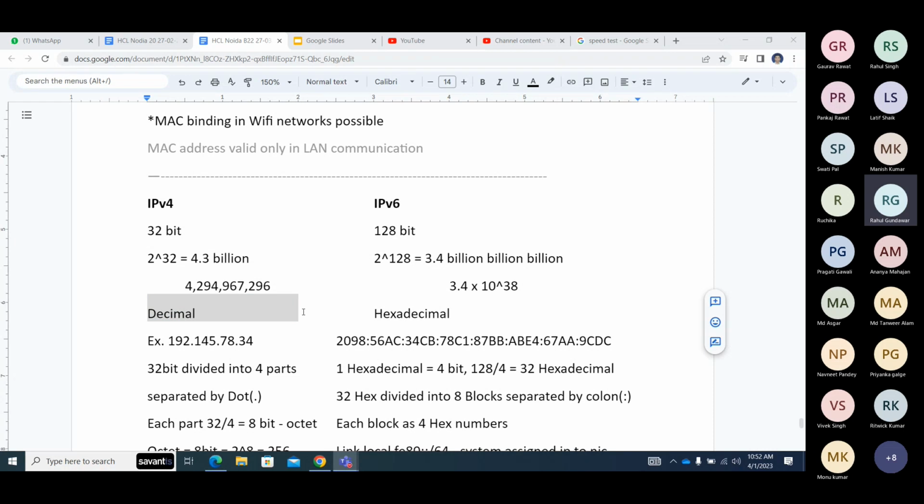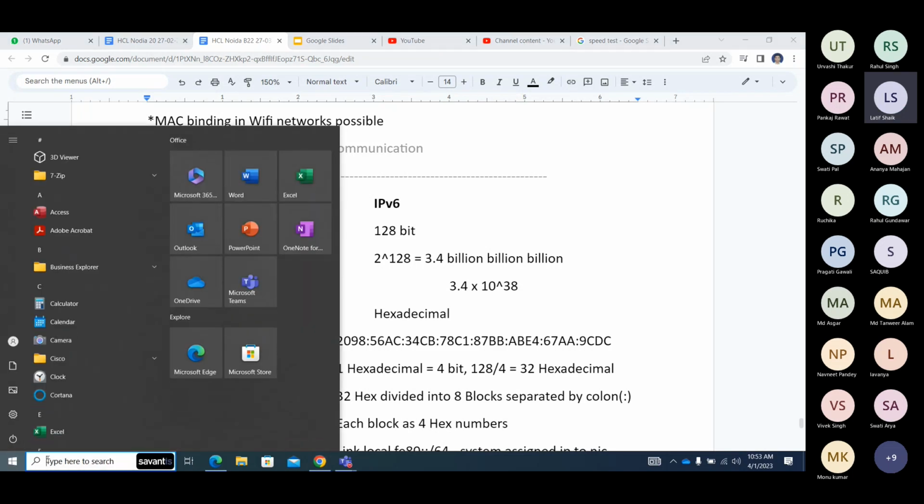What does it mean? 4.3 billion means we can create that many IPv4 addresses. If you start writing IP addresses from the starting address, first to last, starting with all zeros until all ones, that is the total number of addresses. From the last session, you said all zeros is a reserved IP address, so I'm confused. Reserved or not reserved does not matter here.